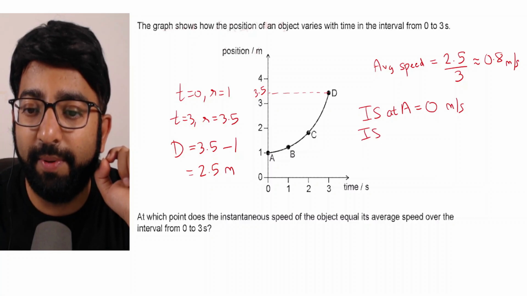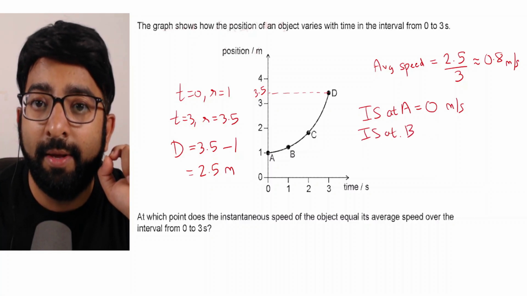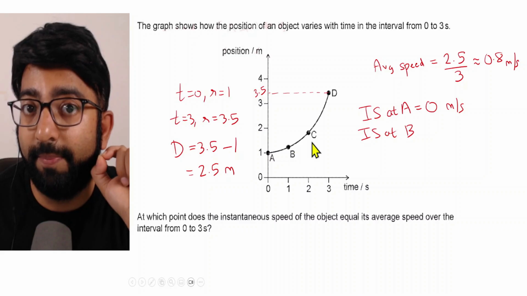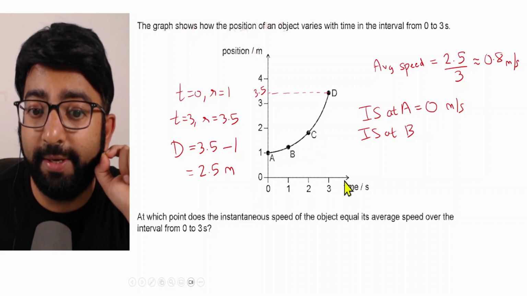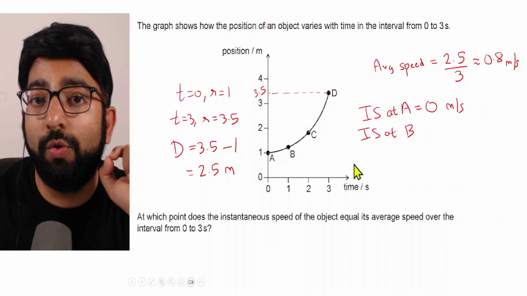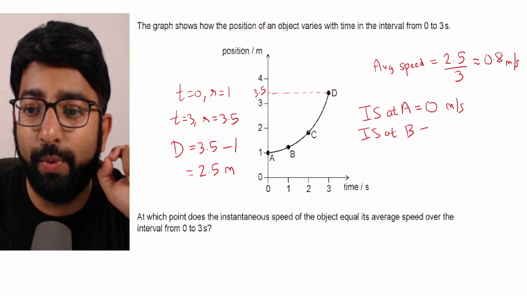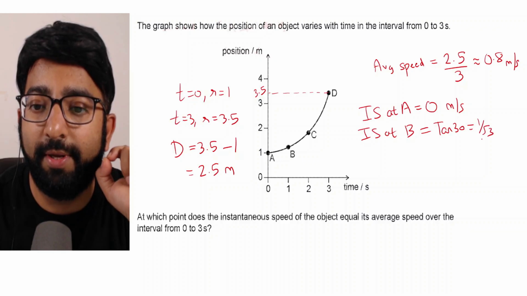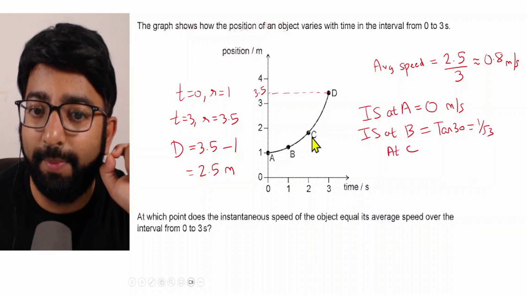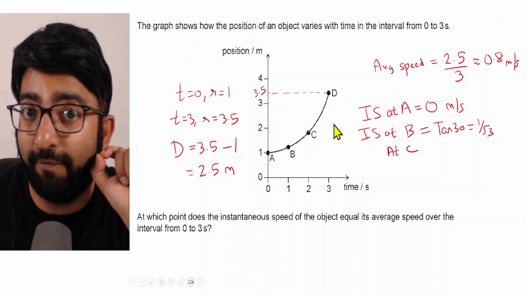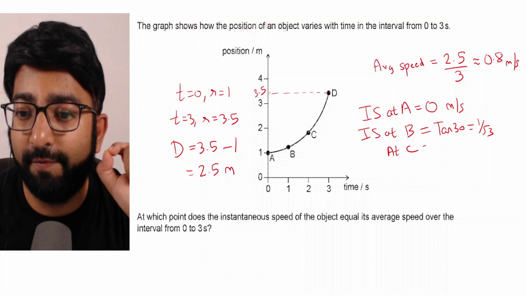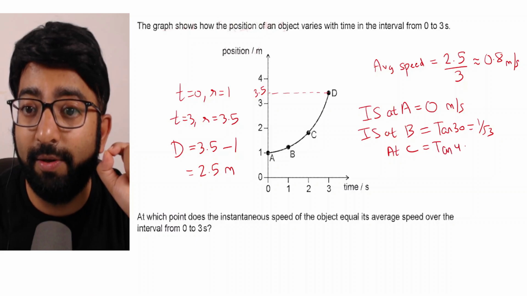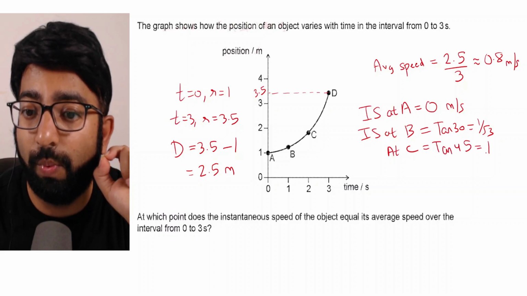Likewise, instantaneous speed at the point B. Now, if you draw a tangent at the point B, the angle which the tangent makes with the time axis would be close to 30 degrees. So instantaneous speed will be tan 30, which is 1 upon root 3. Likewise, the instantaneous speed at C. At C, the tangent will be making an angle of approximately 45 degrees. So tan 45 will be the gradient, and the value of tan 45 from the table is 1.